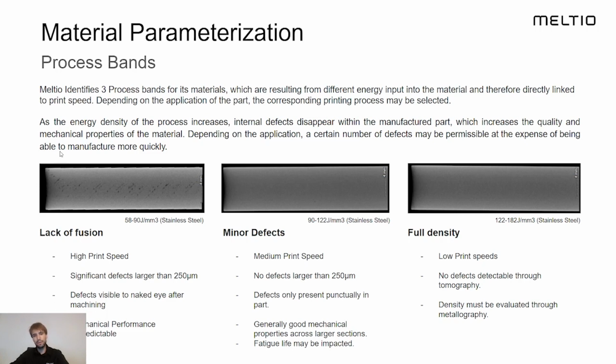So Meltio typically provides printing parameters both for minor defects and for fully dense parts. The fully dense parameters are called verified density profiles, and the minor defects would be called utility profiles, which enable faster printing speeds. So I hope this helped you classify a little bit what process parameters are available for Meltio and which ones you should choose for your application.